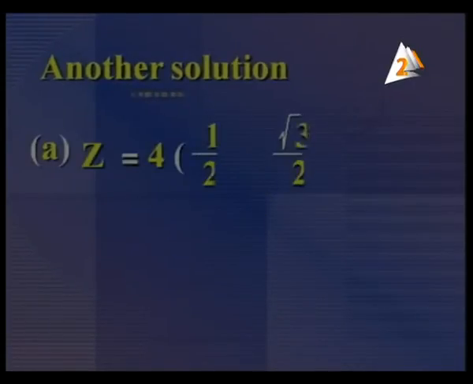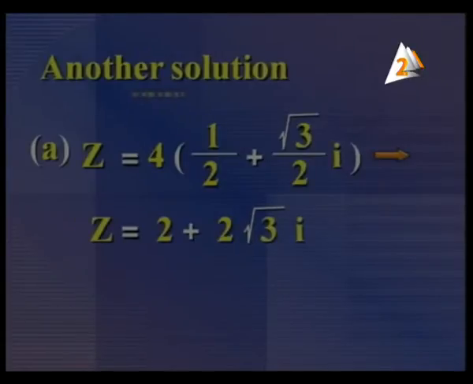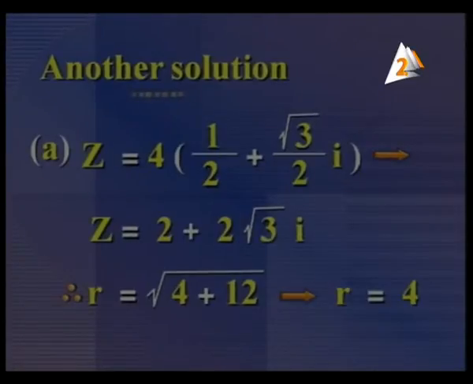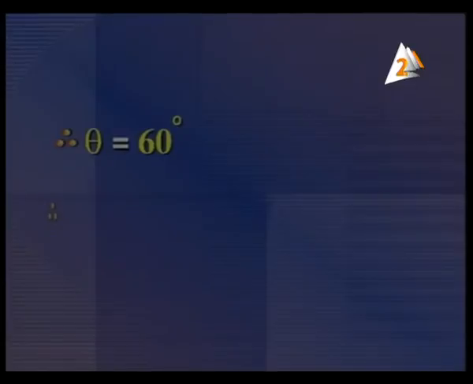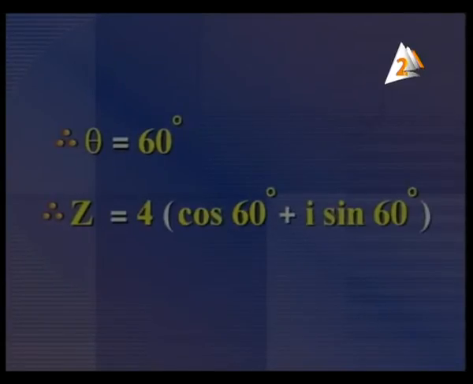Another solution. We can solve: what is cosine 60? Half. And sine 60 is root 3 over 2. Z equals 2 multiply 2, 4 multiply half equals 2, and 4 multiply root 3 over 2 equals 2 root 3 i. Therefore, what is the value of r? r equals square root of x power 2 plus y power 2 equals square root of 2 power 2 plus 2 root 3 power 2, equals root 16 equals 4. Therefore, theta equals 60. Therefore, Z equals 4 cosine 60 plus i sine 60.